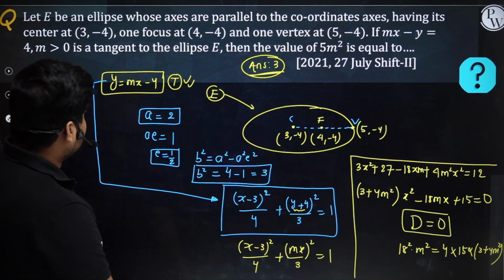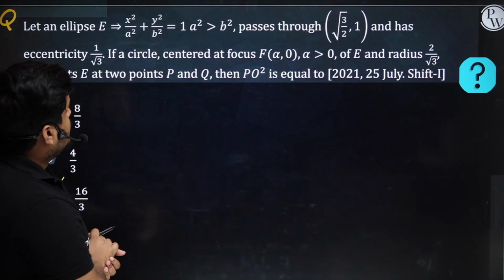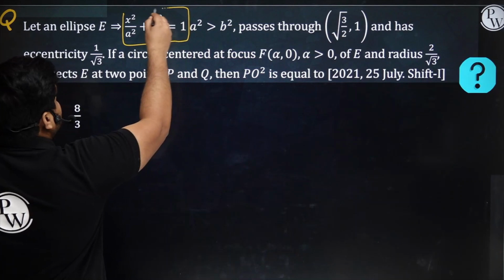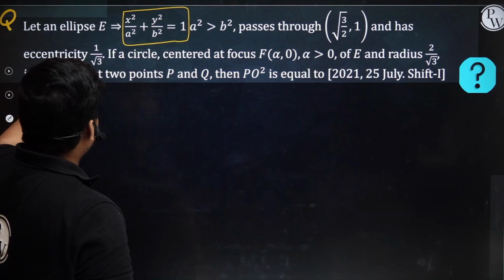Moving on to next one. What does it say? Let an ellipse E where A square is greater than B square passes through root 3 by 2 comma 1 and has eccentricity 1 upon root 3. Fine. Okay, E is given 1 upon root 3.